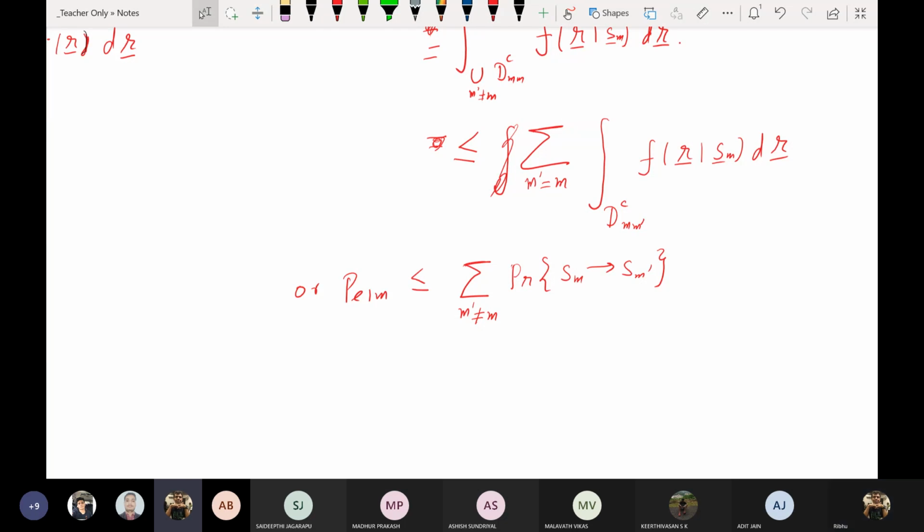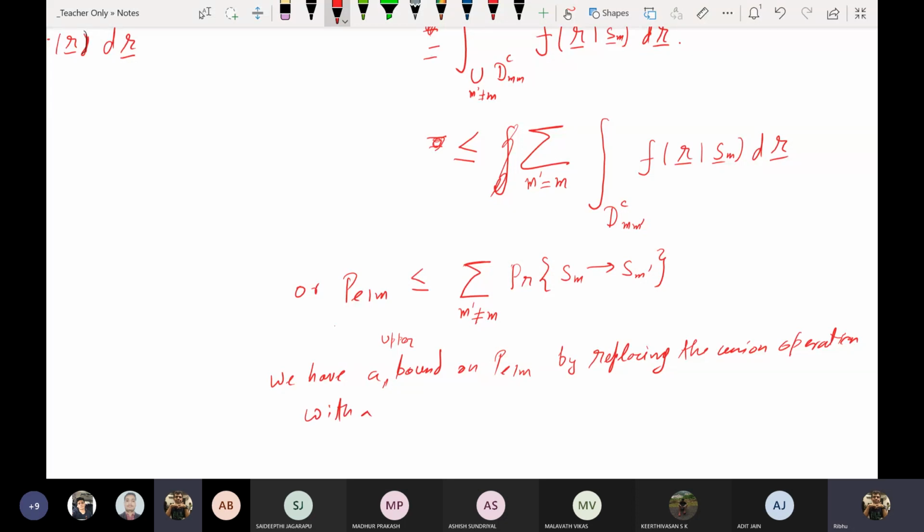And since this is so, we have an upper bound on the worst case performance of P_E, by replacing the union operation with a summation.